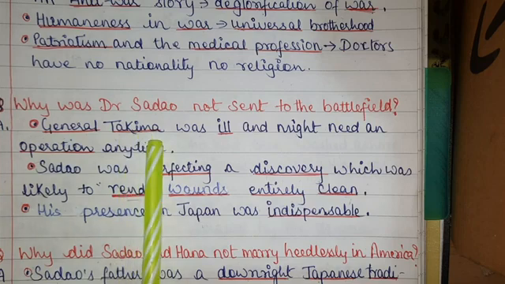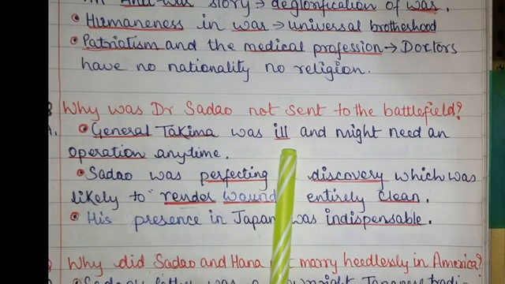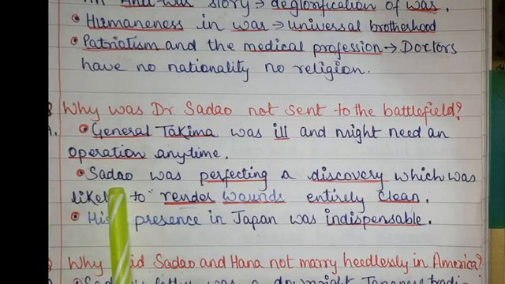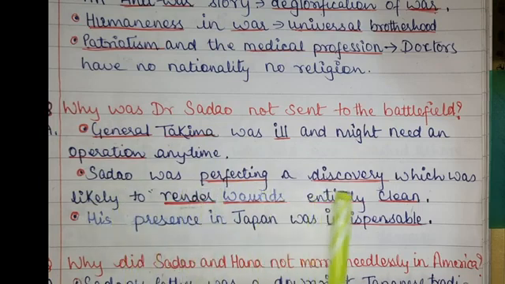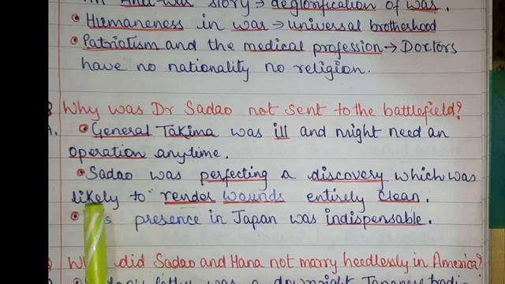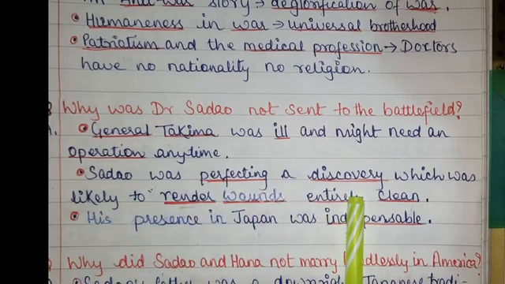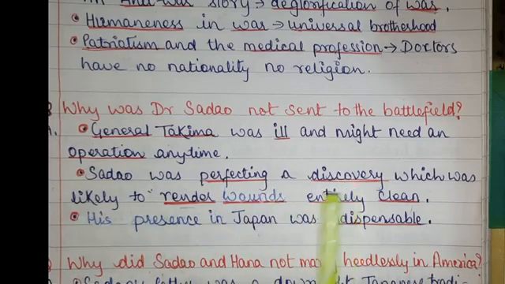General's name was Takima, and he was ill. He had some gallbladder problem. Therefore, he had been under operation many times. Therefore, Dr. Sadao was not sent out because he was the one who was treating General Takima. Okay. And another reason was that Sadao was perfecting a discovery which was likely to render wounds entirely clean. Another reason of his stay in Japan was that Dr. Sadao was working on a research topic which renders wounds entirely clean. So in order to complete this discovery, he had stayed there.